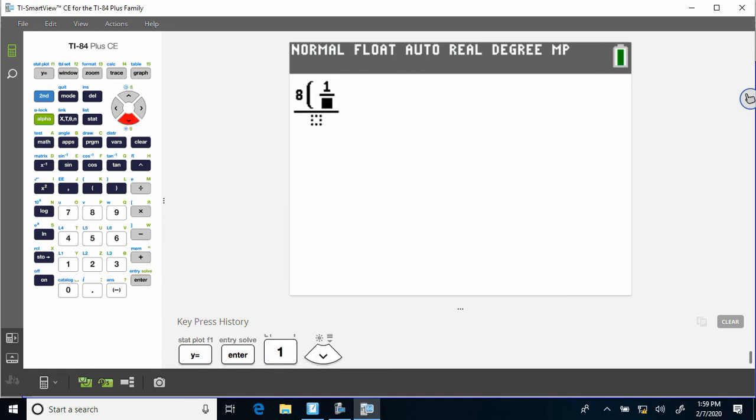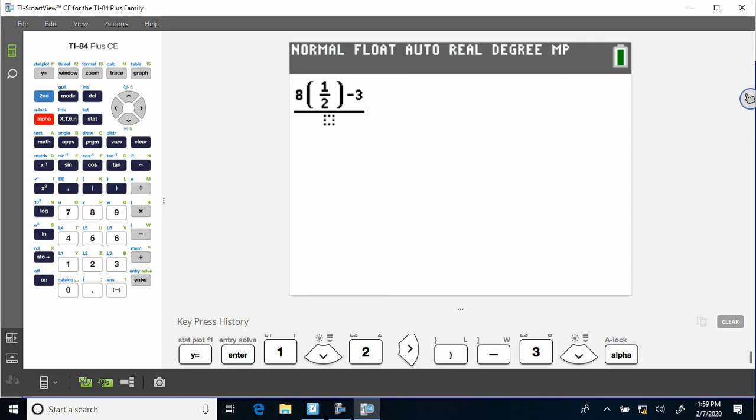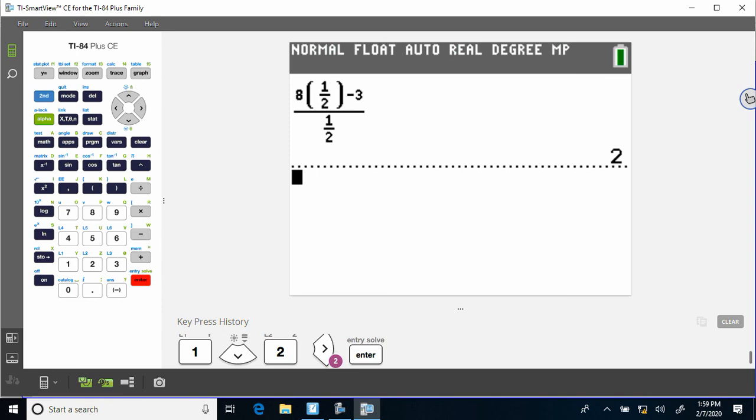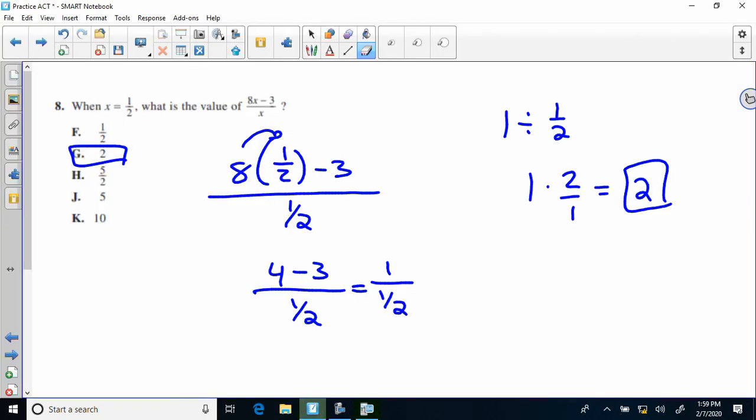And it will, sorry, it's taking half a second, it's just slow. 8 times a half minus 3, and then just do divided by 1/2. And you can just throw it in straight like it is, and then you don't have to think as hard and you're not going to make a mistake, or you can just use this to check your answers and make sure that you're right. And it'll give you that it is 2. So it should be pretty easy. Same thing as what we just did right here on the board.